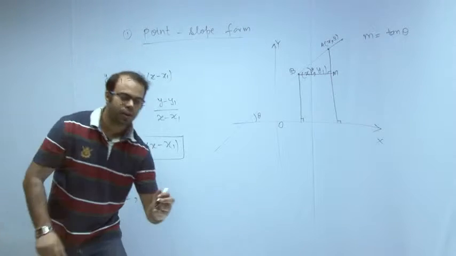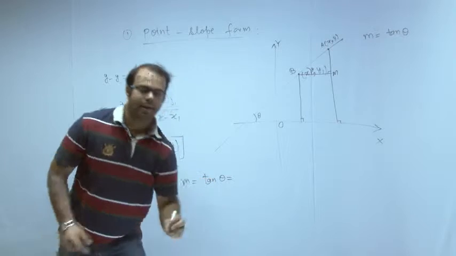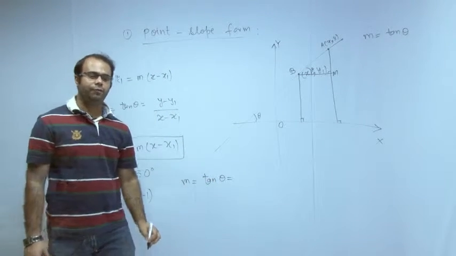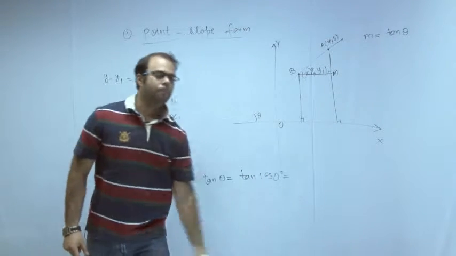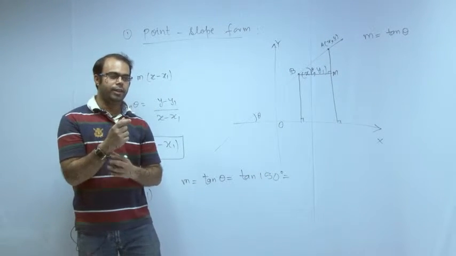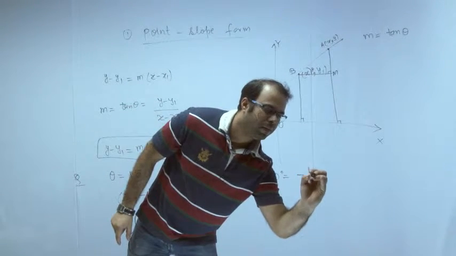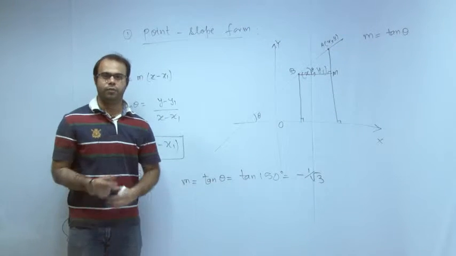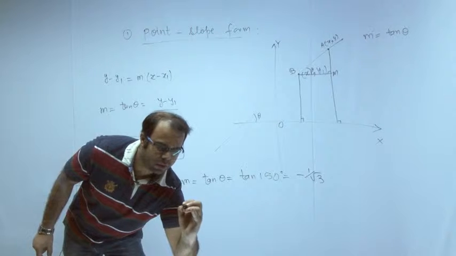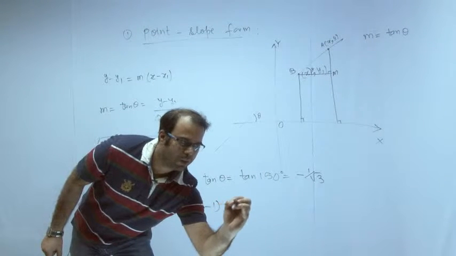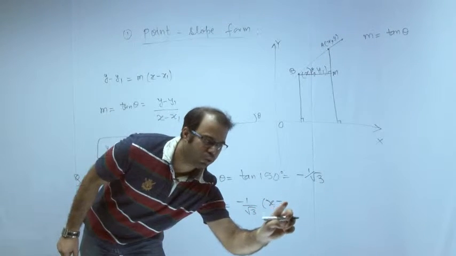First of all we find tan theta, that is equal to m, and tan theta will be equal to tan of 150 degrees. What do you know about tan 150 degrees? That is going to be minus tan 30 degrees, and minus tan 30 degrees means minus 1 by root 3, that is tan of 150 degrees. Now the point is (2, minus 1), so the equation becomes y minus (minus 1) equal to m, that is minus 1 by root 3, into (x minus 2).